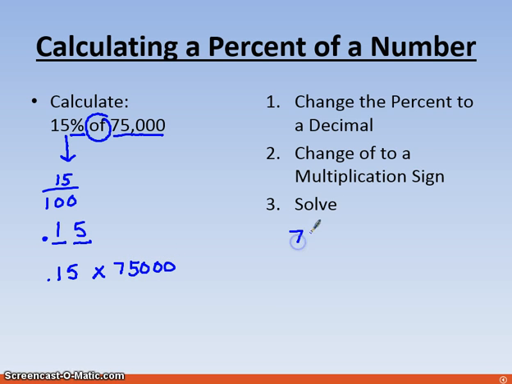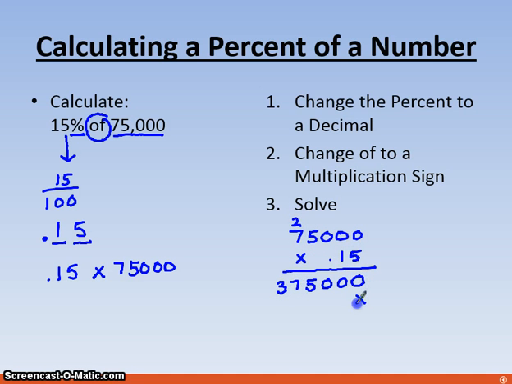So we'll start by putting 75,000 and multiply it by 0.15. 15% would be like 15 cents out of $1. That's how you can remember how to write it. 5 times 0 is 0, 5 times 0 is 0, 5 times 0 is 0, 5 times 5 is 25, 5 times 7 is 35, and 2 more makes 37.